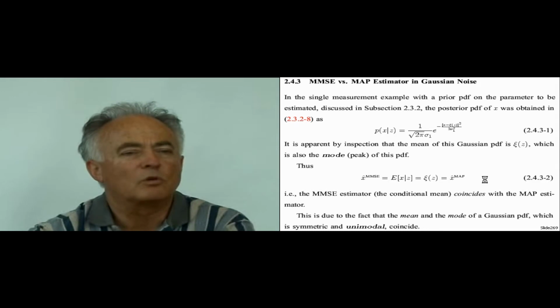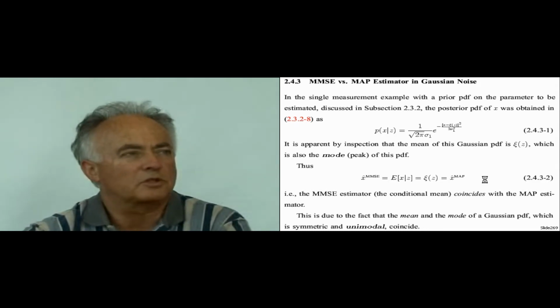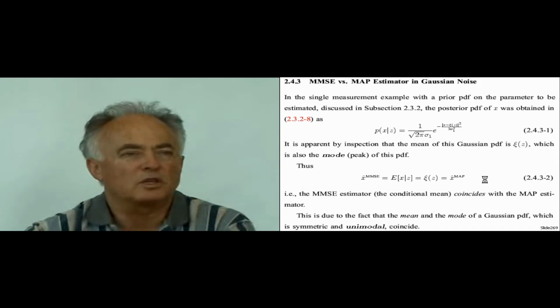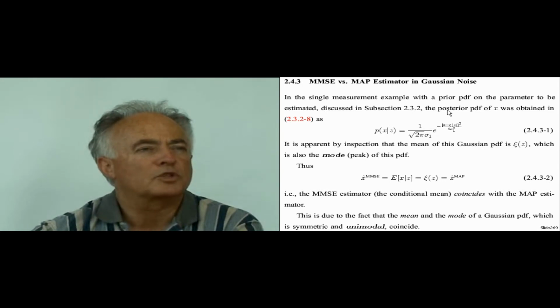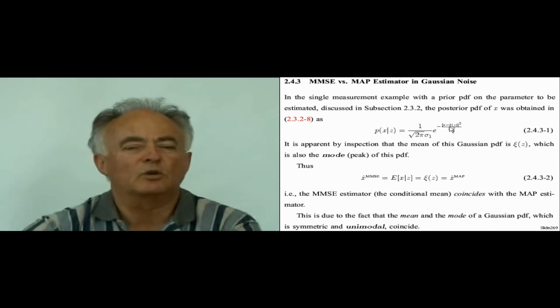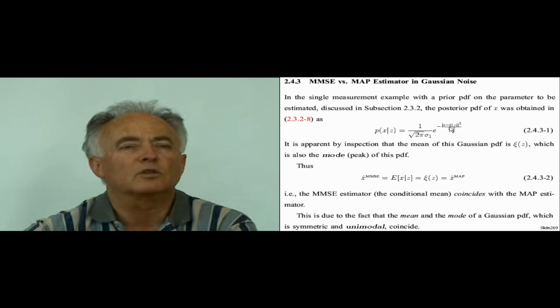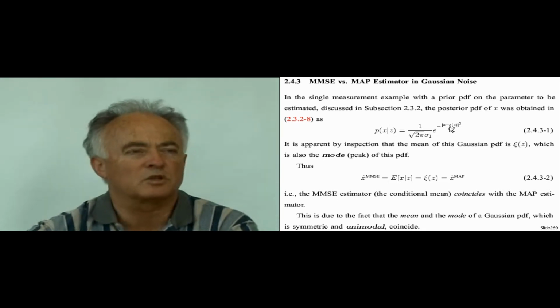Now, it would be interesting to compare the minimum mean square error estimator and the MAP estimator in a similar situation, because both are Bayesian, both use a prior. In the single measurement example, with the prior PDF on the parameter that we want to estimate, the posterior was obtained as p of x given z, 1 over root 2 pi sigma 1 e to the minus x minus psi of z squared over 2 sigma 1 squared, and this psi was obtained using a prior that was Gaussian, and the mean of it was x0, the variance of it was sigma 0.